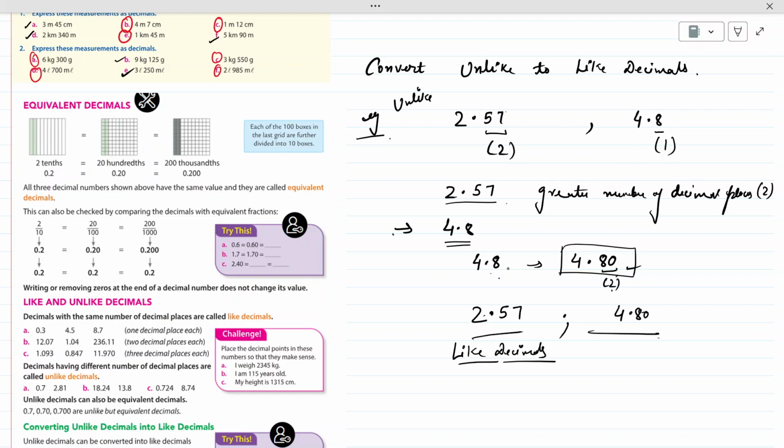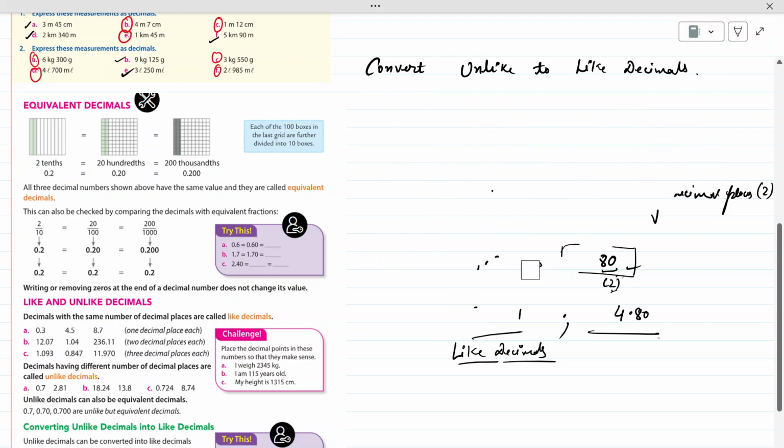So for that we have added 0 at the end of it, right? We have made the equivalent decimal number of 4.8, that is 4.80. We are adding 0 at the end. So when we are doing this, we have got 2 decimal places which is equal to the given number 2.57 also. So now these two numbers are the like decimals. Okay. So now I hope this is understandable to you. Again, I'm taking another question.